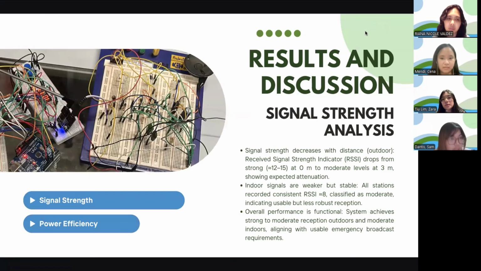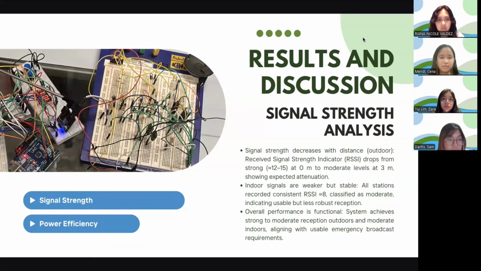For the results and discussion, we evaluated the system in terms of signal strength and power efficiency. Signal strength was measured using the RSSI from the FM module processed by the Arduino Uno, and the values were shown on a 0 to 15 scale. The outdoor testing showed that signal strength decreased with distance, dropping from strong to moderate levels. For indoor testing, signals were consistently at moderate levels.